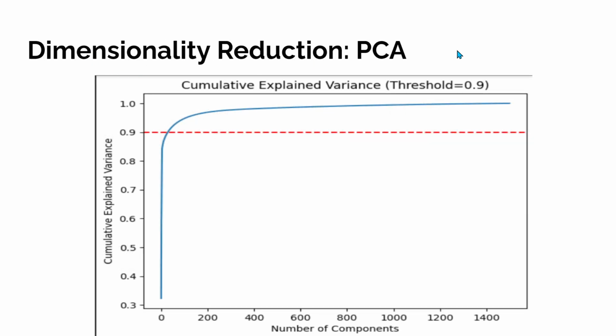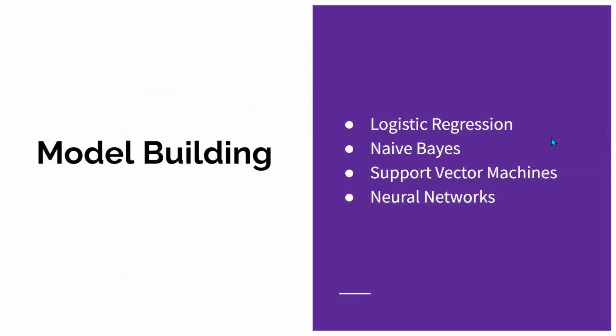Then in dimensionality reduction, I specifically applied PCA. I set the threshold to 90% because over here you can see the curve sort of straightens after a particular point. So I reduced the number of features or components quite a lot actually.